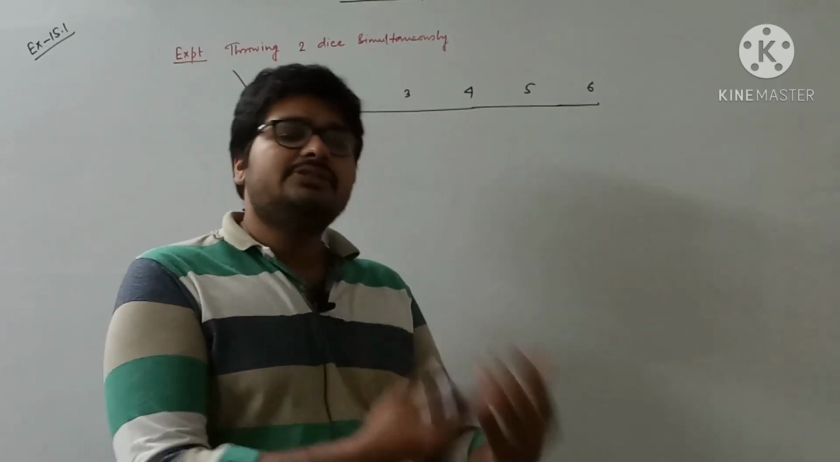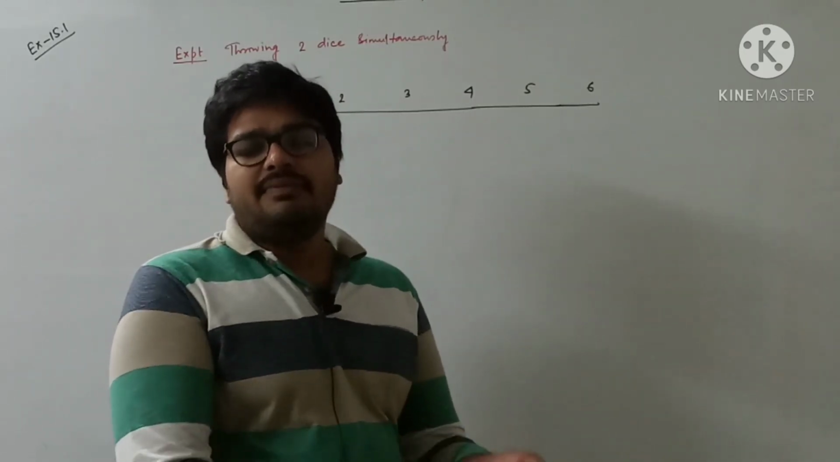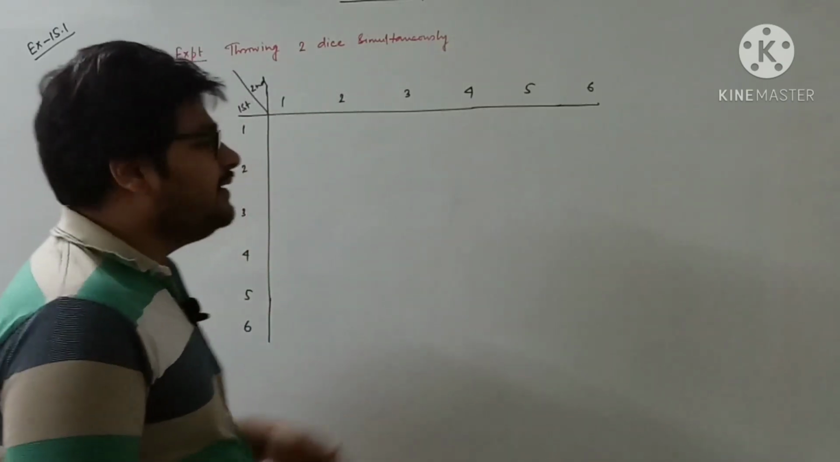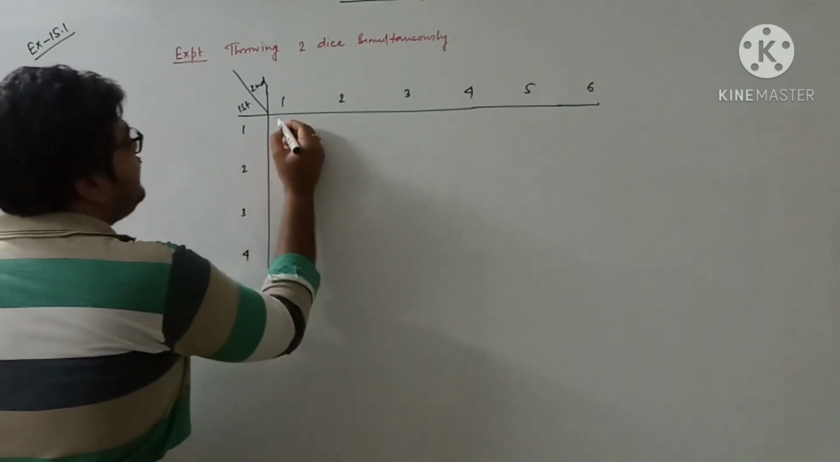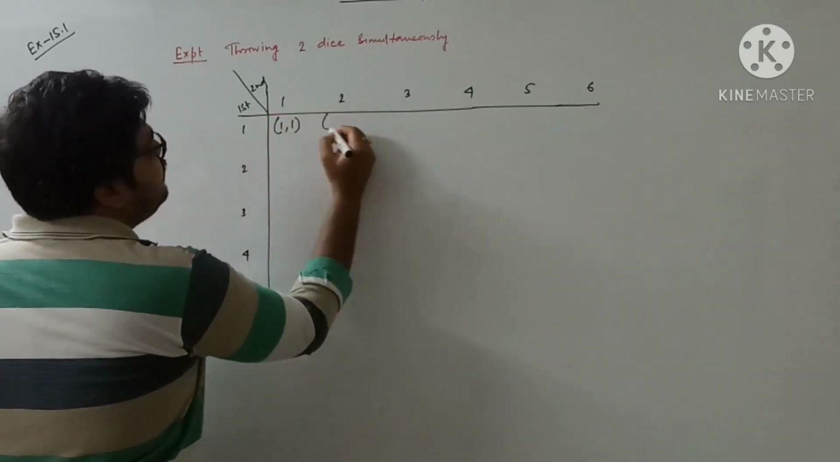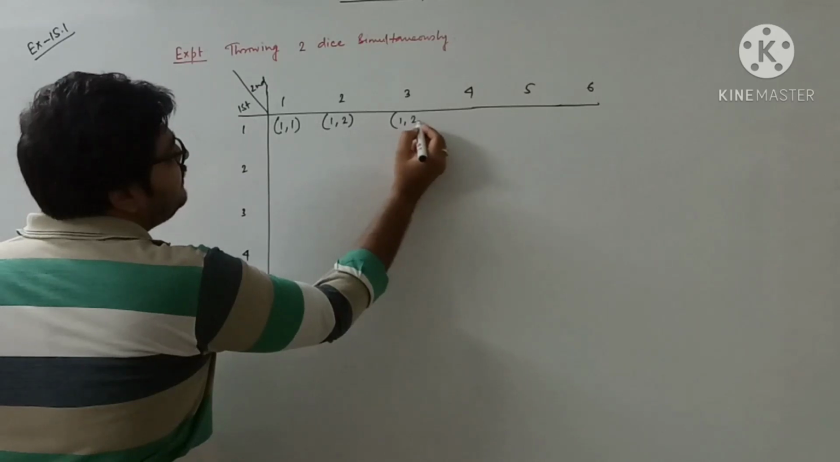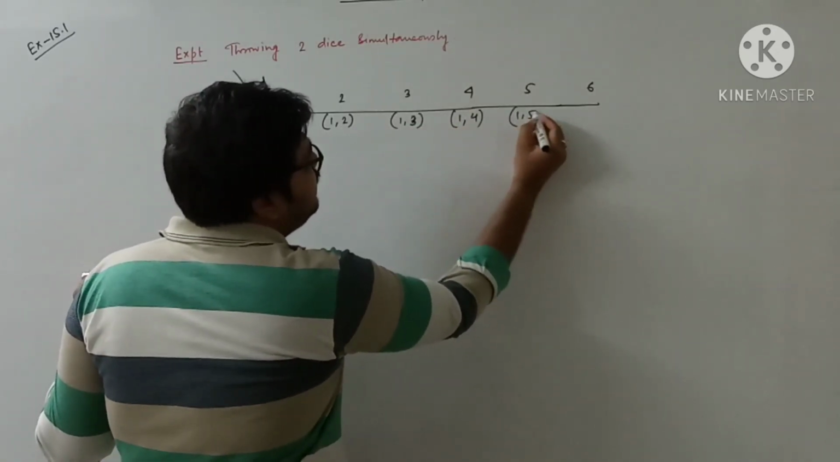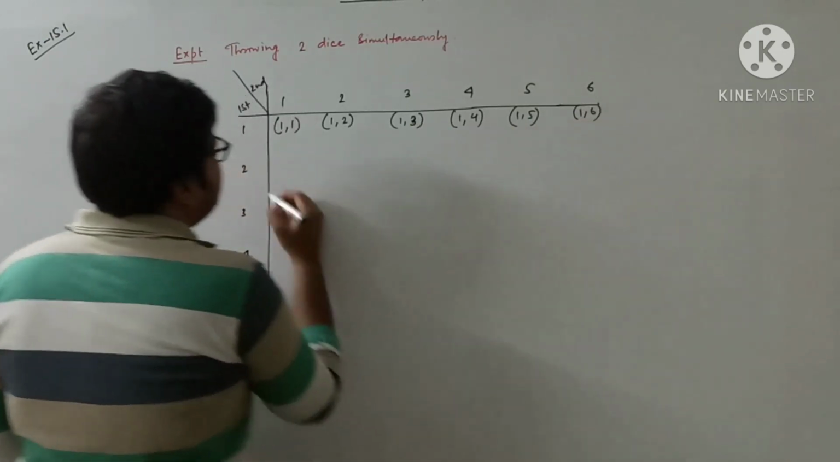But whenever two dice are thrown together or simultaneously, how many total outcomes are there? Let's see through this table. It is possible that the first die gives 1 and the second die 1. First die 1, second die 2. First die 1, second die 3. Then 1, second one 4. Then 1, 5, 1, 6.